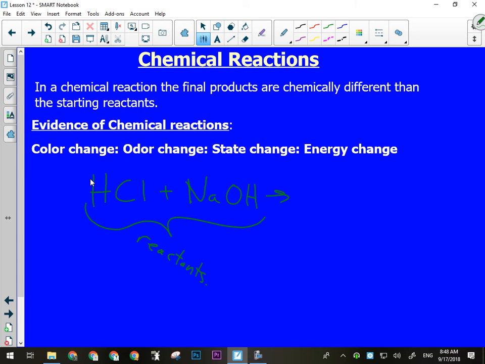Then we have an arrow, which indicates this is what I started with, and this is where the reaction is going. And on this side, we would have water and sodium chloride. This would be our products. So a chemical reaction is always divided up into 2 sides. If you didn't write that down, you probably should. What's on the left is our starting materials. We call those our reactants. What's on the right-hand side is what we are left with after the reaction. It's what's produced, so we call them the products.